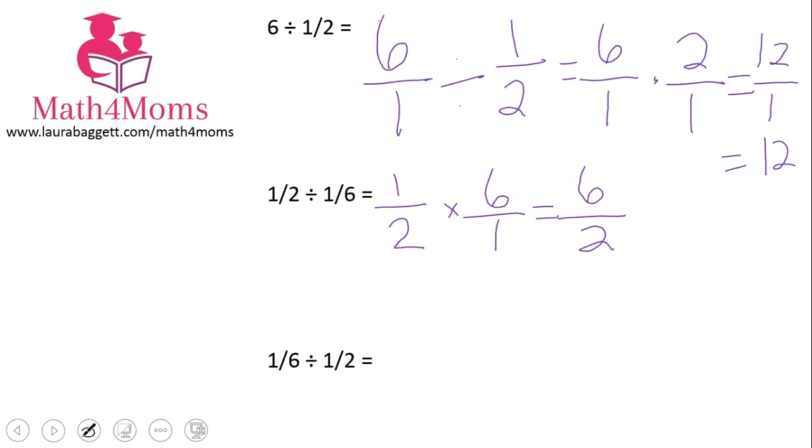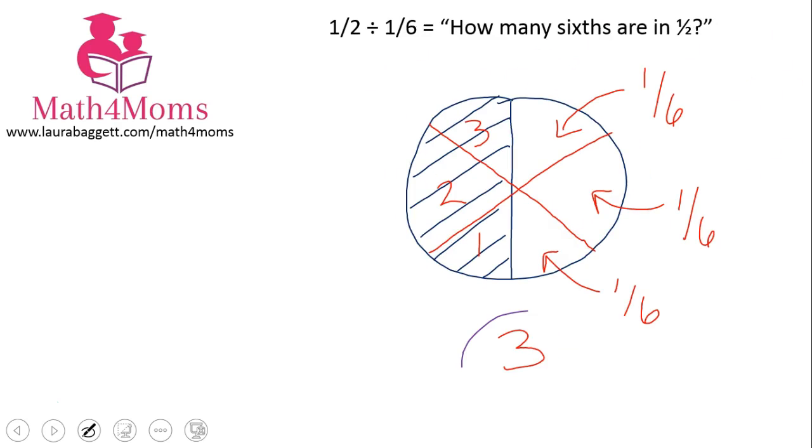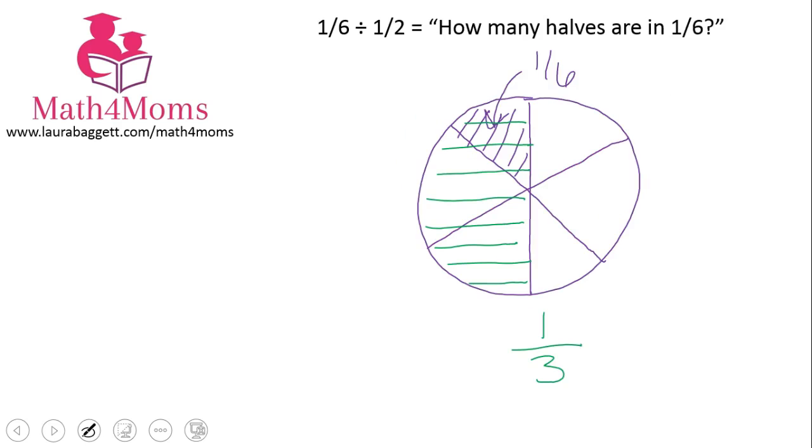And then we can reduce that fraction down to its lowest terms. And if you're not sure how to do that, make sure you watch the video about simplifying fractions. So 6 divided by 2 is going to reduce to 3. Sure enough, that's what we saw over here, that there were 3 sixths, 3 1/6 in 1/2. So 1/2 divided by 1/6 is equal to 3.